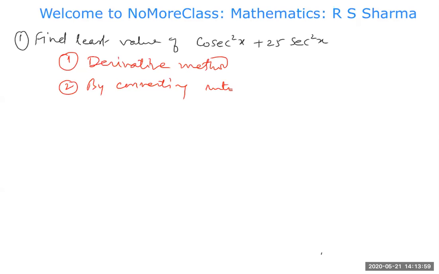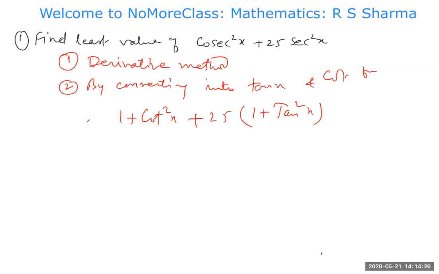into tan and cot form. So cosec square x is equal to 1 plus cot square x, plus 25 sec square x is equal to 1 plus tan square x. So this is equal to 26 plus cot square x plus 25 tan square x.